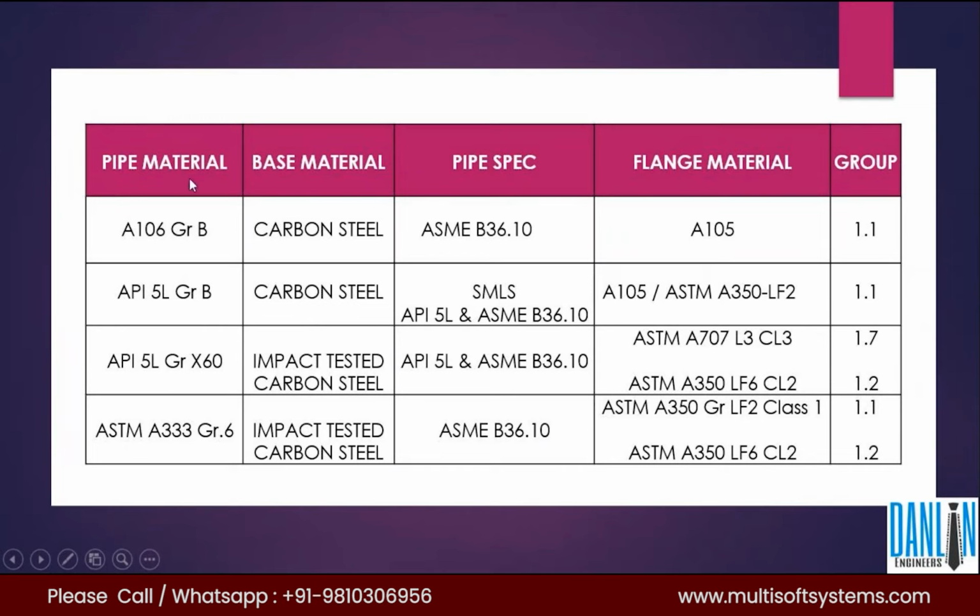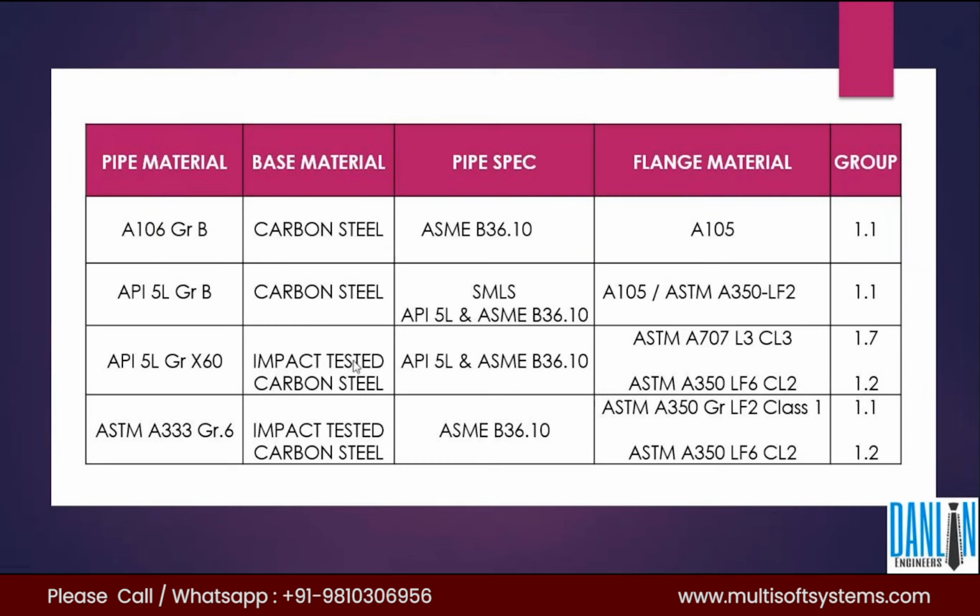Can you tell me the pipe material, the flange material, and the grouping I mentioned? Am I right? Yes. Why did I make this table and present it here? Can you tell me from which document we are getting these details, these materials and all? B31.3.